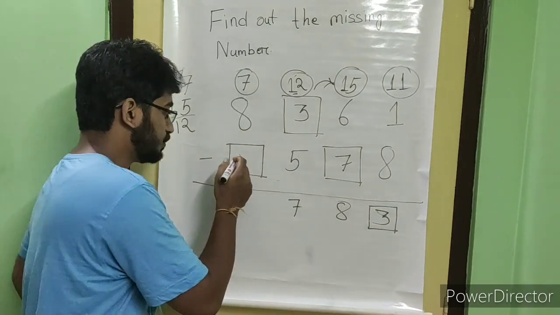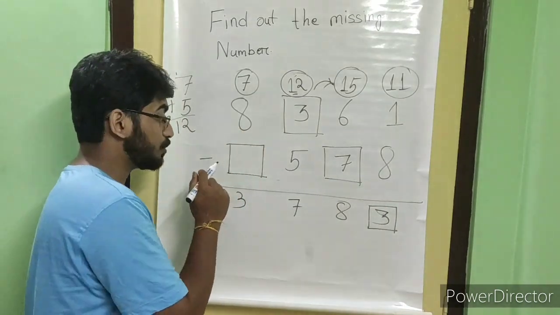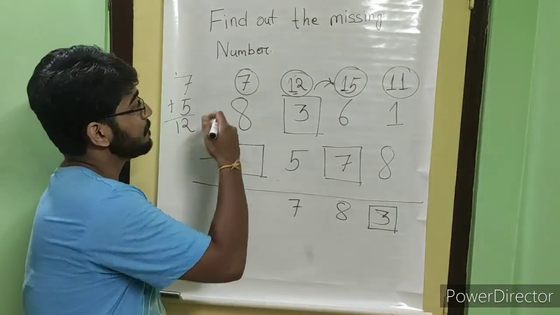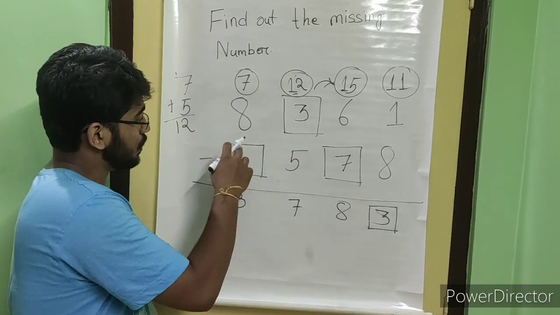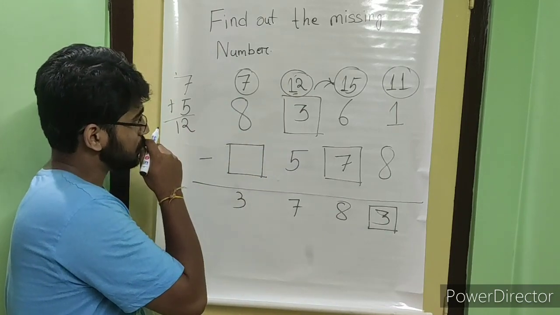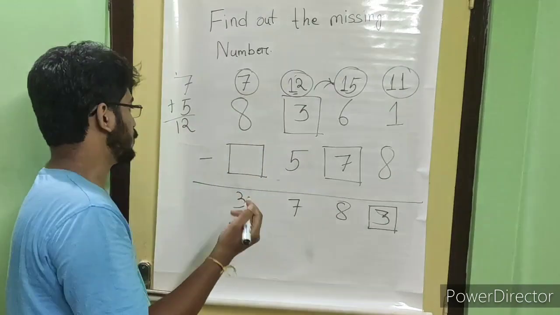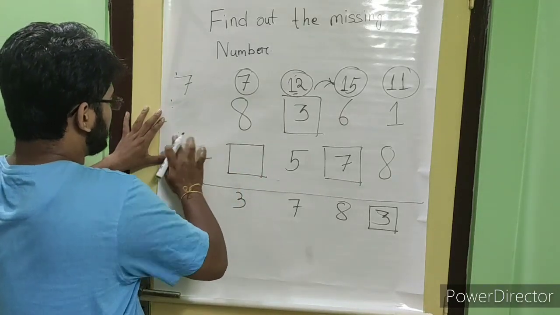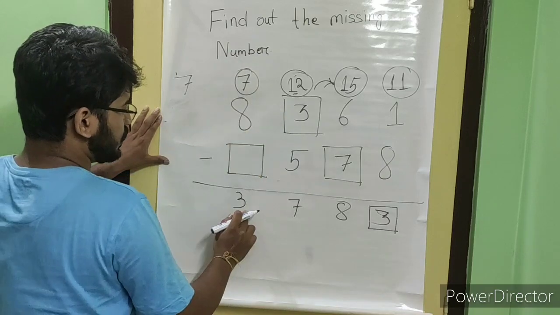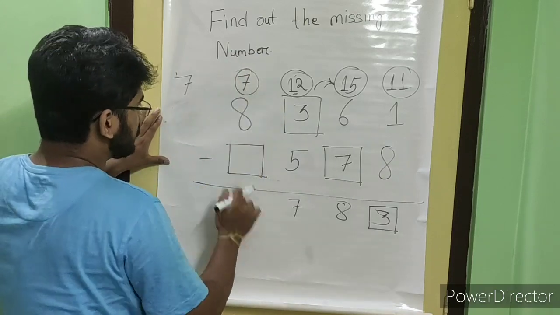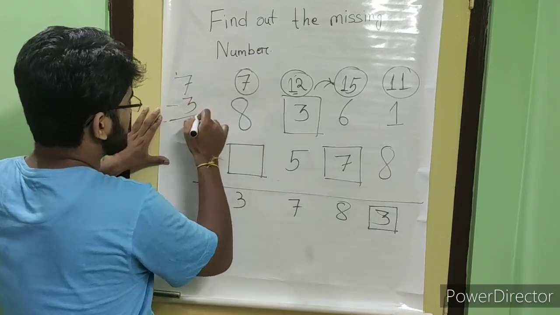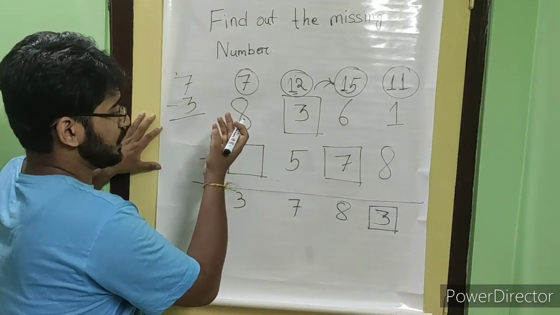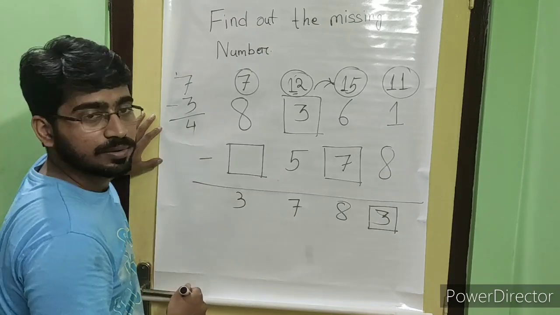Now we need to subtract a particular number from 7 to make it 3. What to minus, I don't know. Okay, no issue. We will do a rough work here. 7 minus 3. Let's see, 7 minus 3, 4, 5, 6, 7. 4.